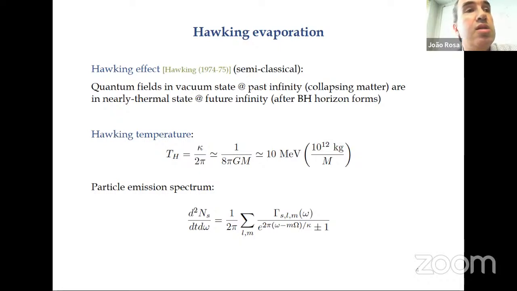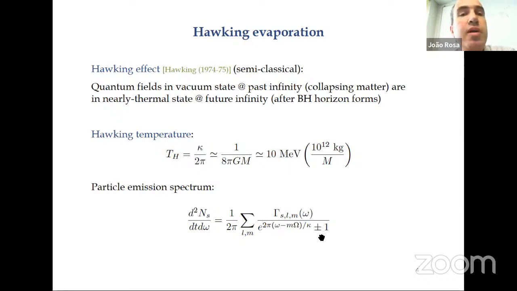So you can associate a temperature with the black hole, called the Hawking temperature. It is proportional to the surface gravity, and for non-spinning black holes, it's inversely proportional to the black hole's mass. I put here some typical numbers for the mass range I'm interested in for these primordial black holes. This temperature is quite high, around 10 MeV, whereas for stellar mass black holes it is very small. So these light primordial black holes have quite significant Hawking temperatures, and you can expect them to emit all particles in nature below this MeV scale.